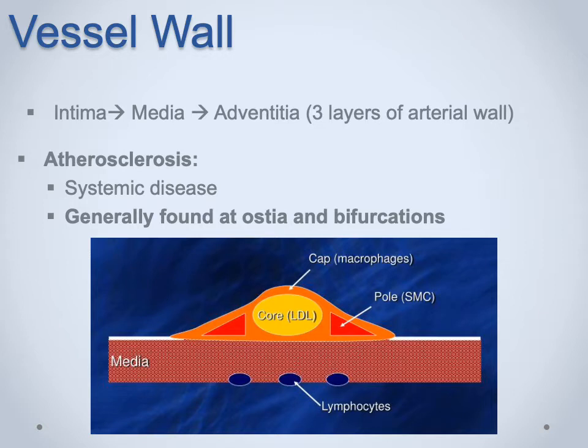In general, when atherosclerosis occurs, the most common locations are either at the ostia or the beginning of blood vessels, which is most relevant in the renal arteries, and then at the bifurcations. Whether that's the aortic bifurcation, the iliac bifurcation, the common femoral bifurcation, or the carotid bifurcation.